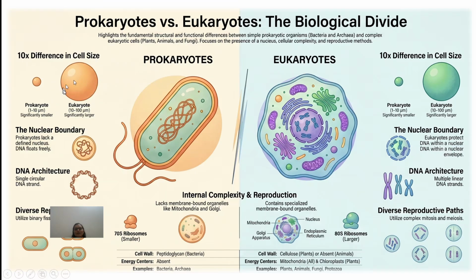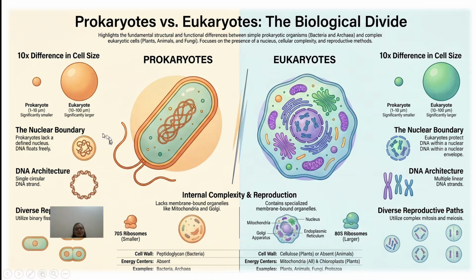When we discuss the cell size, in a prokaryotic cell the size is 1 to 10 micrometers. It means it is significantly smaller. While in the case of a eukaryotic cell, the size starts from 10 to 100 micrometers, which is significantly larger than the prokaryotic cell. Right? So this is all about size.